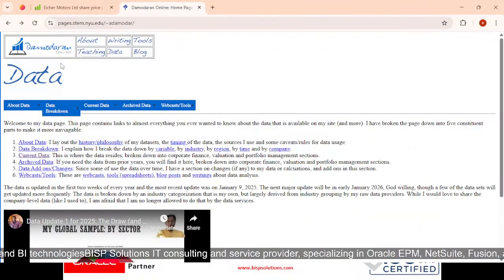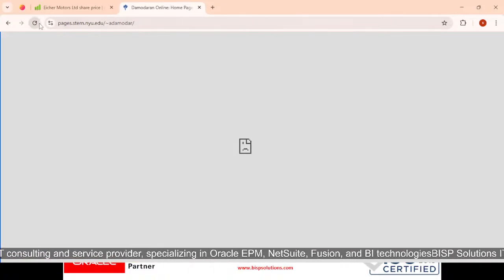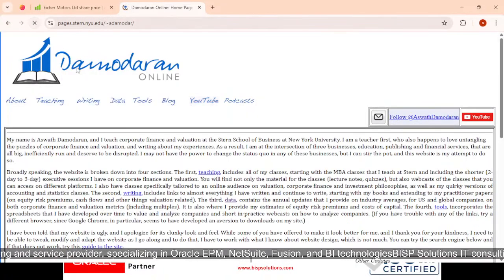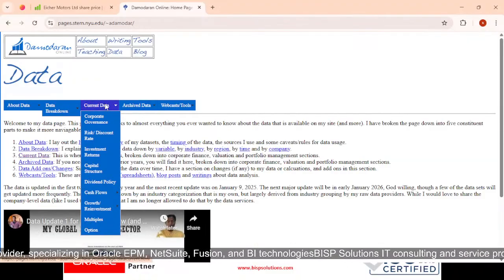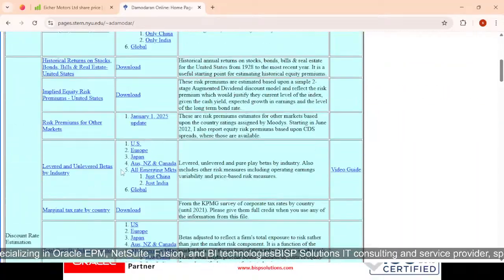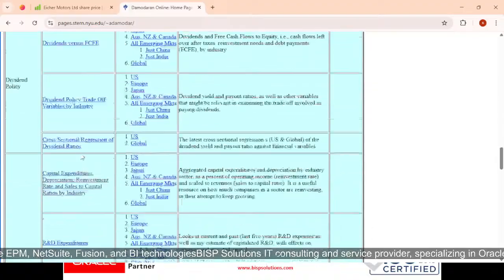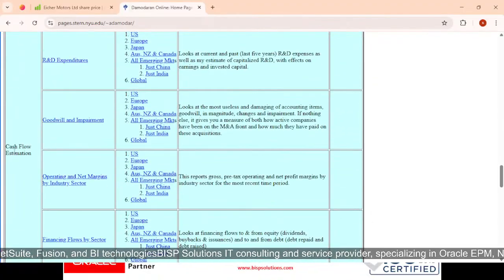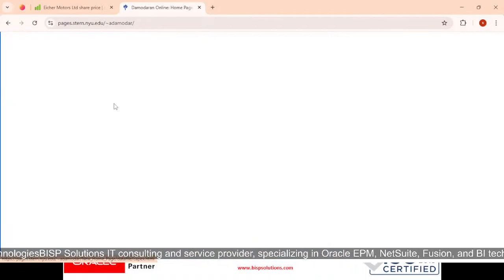This is the Damodaran online, and for the same we have to go to our data. Under data we will be getting our current data. In that we have to click on current data and come down to our cash flow estimation, where we will be getting capital expenditure, depreciation, reinvestment rate and sales to capital ratio by industry.